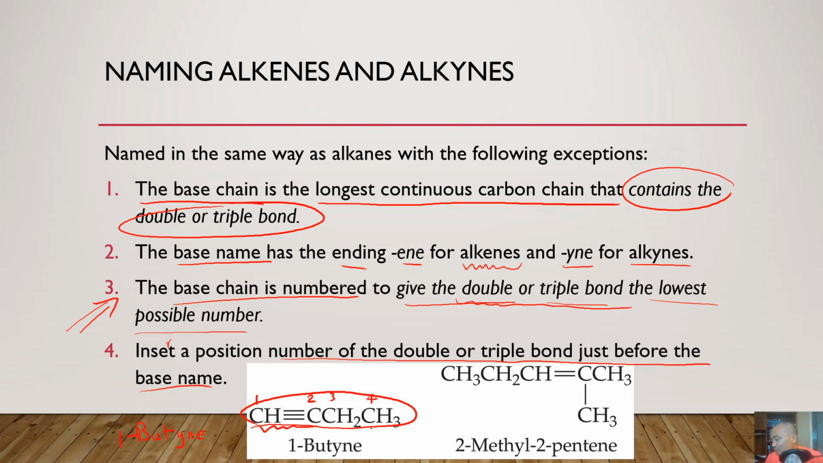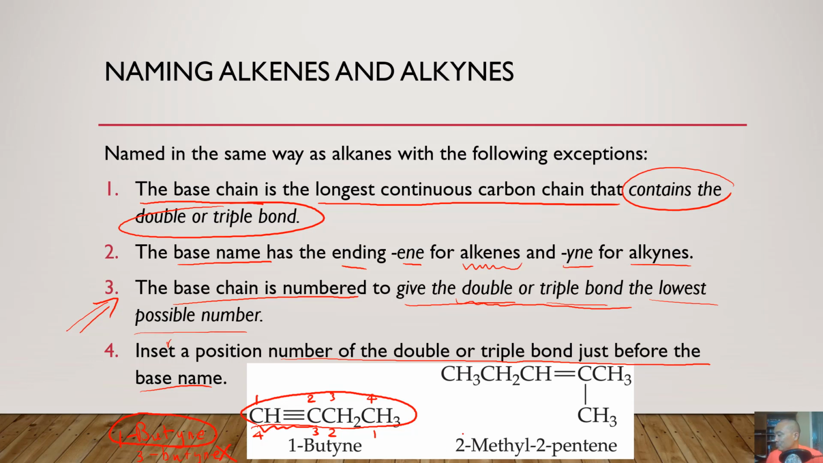You must make sure the triple bond or double bond has the lowest possible number. So if you number it differently, like what you see over here, 1 here, 2 here, 3, 4, that will give you 3, which is where the triple bond is. This will give you 3-butyne. That would be the wrong name, because you want to make sure the triple bond has the lowest possible position number. In this case, 1 is the lowest possible number. All right, let's look at the next example.